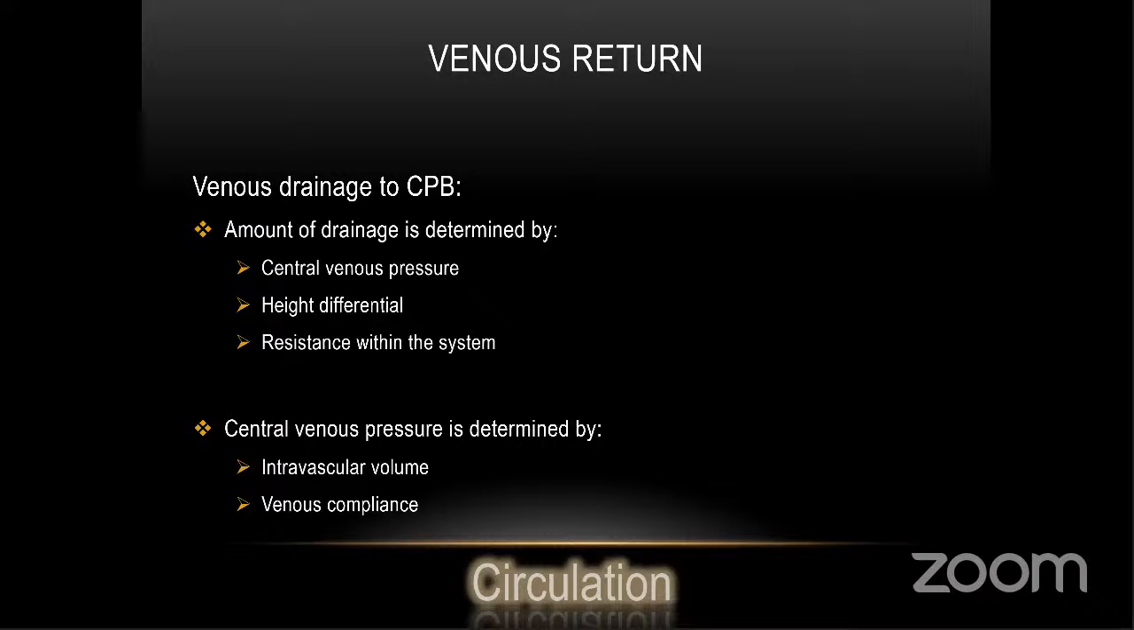The amount of drainage is determined by three main things. The first is central venous pressure. Second is the height differential between the heart and reservoir. Third is the resistance within the system: the cannula, tubing, and connectors. Central venous pressure itself is determined by intravascular volume and venous compliance, which can be manipulated or controlled by using medication.